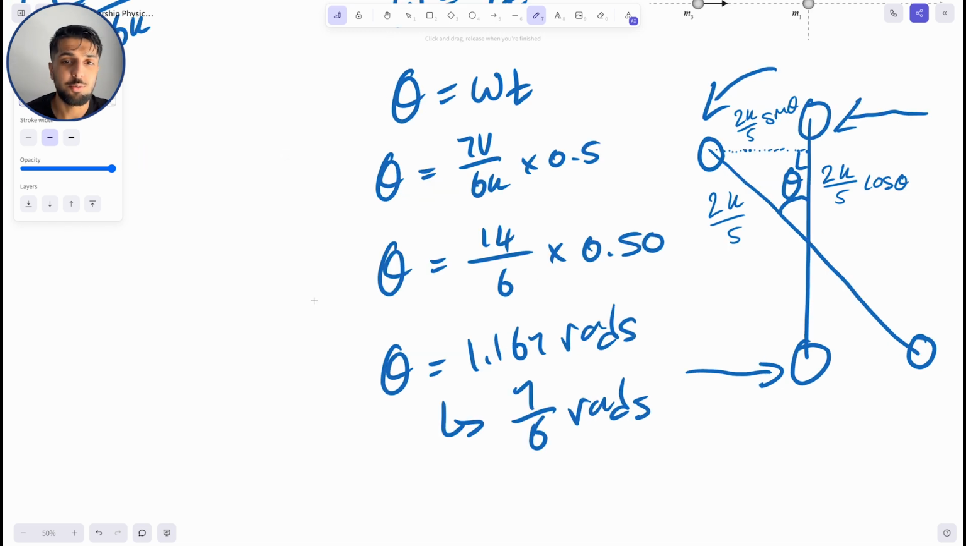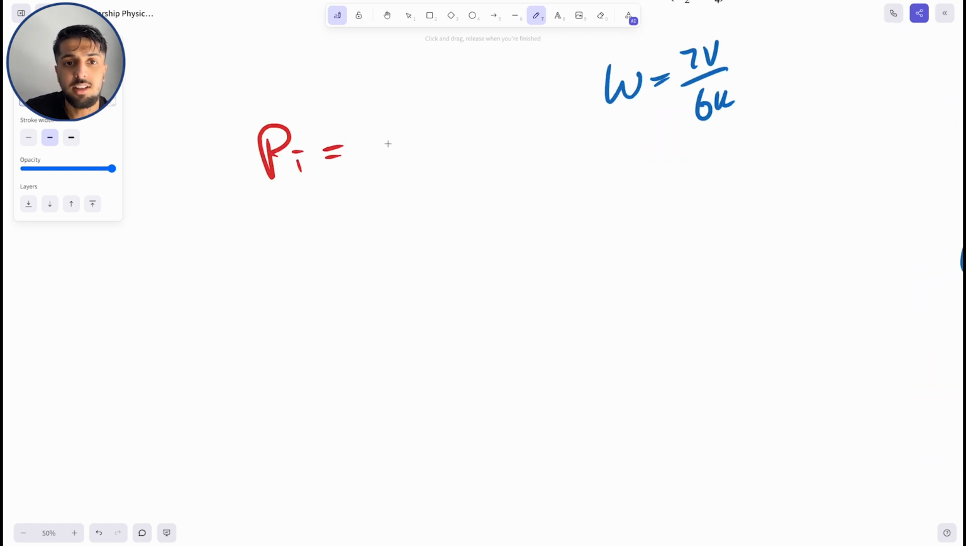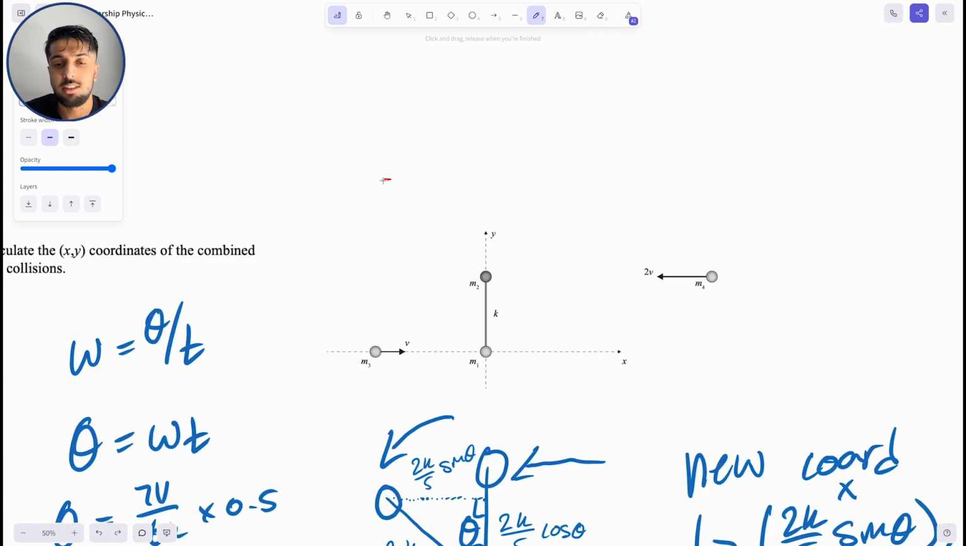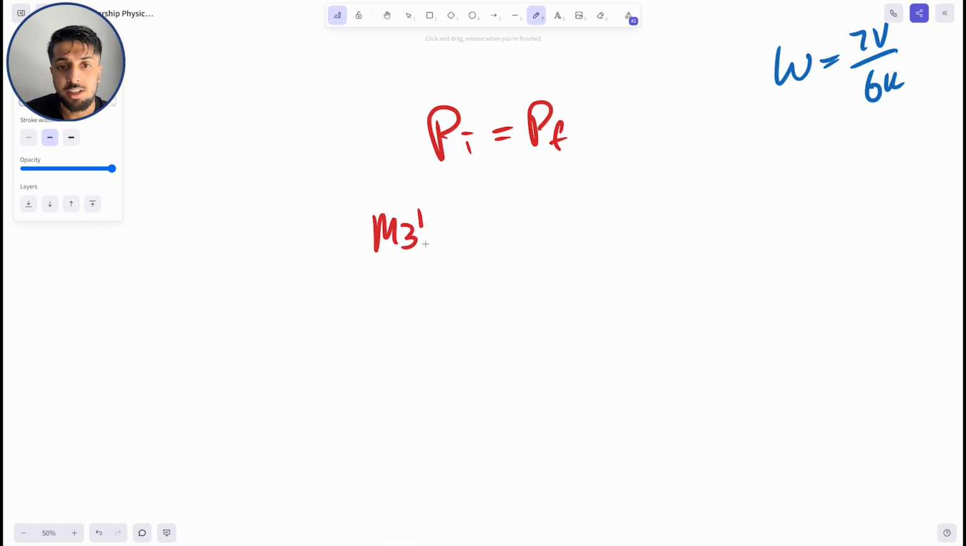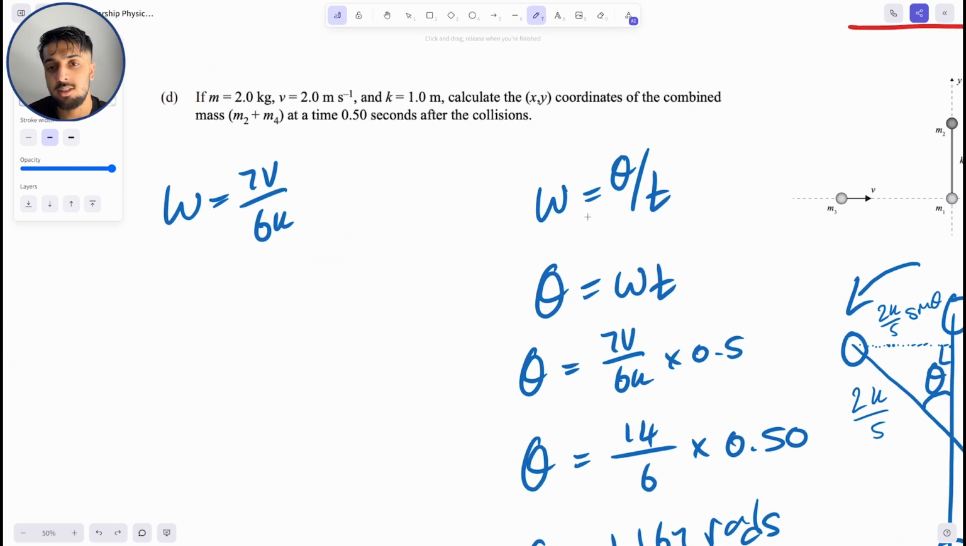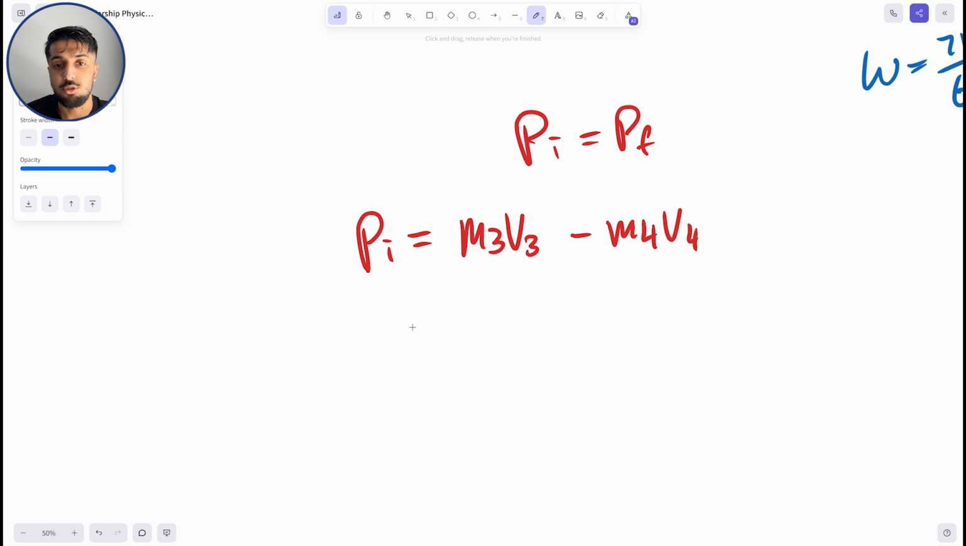So in order to do this, we can use our conservation of momentum. So therefore our pi is equal to our pf. Now we can define to the right as positive and to the left as negative, and therefore m3v3, so that's the velocity of m3, minus m4v4 is our momentum initially. Again, the reason for the minus is because m4 moves this way, which we have defined as negative. And so that is our initial momentum.